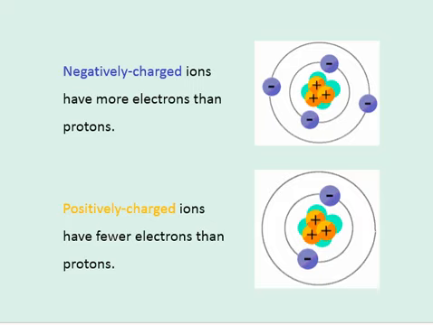Now, negatively charged ions have more electrons than protons, meaning that they have gained some electrons from another atom. And positively charged ions have fewer electrons than protons, meaning they have more protons than electrons. But that happens because they have given away some of their electrons to another atom.